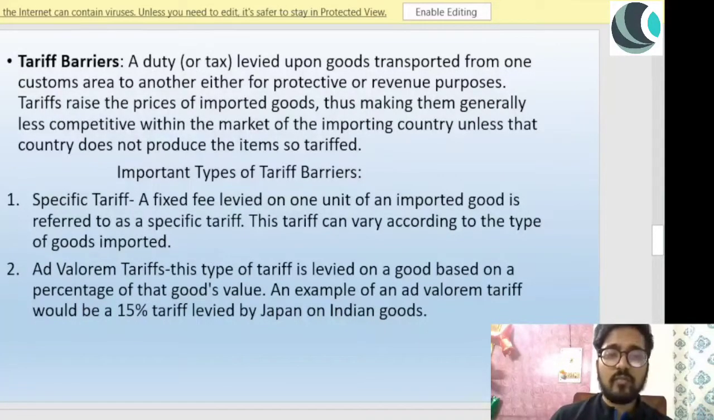Tariff raises the price of imported good. As I said, let's say USA has exported iPhone to India, and so India is importing iPhones, right? But India has imposed some duties, some taxes, as we all are aware about, and that will raise the price of imported good. Let's say the same iPhone costs 70,000 rupees, but when it comes to India, after the tariff barrier, it costs 1 lakh rupees, right? So because of the duty charges, tariff raises the prices of imported goods, thus making them generally less competitive within the market of the importing country, unless that country does not produce the item.